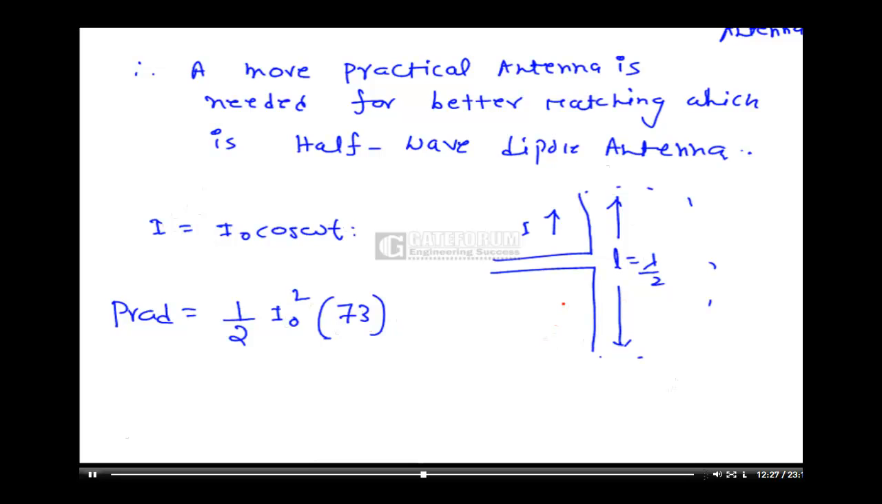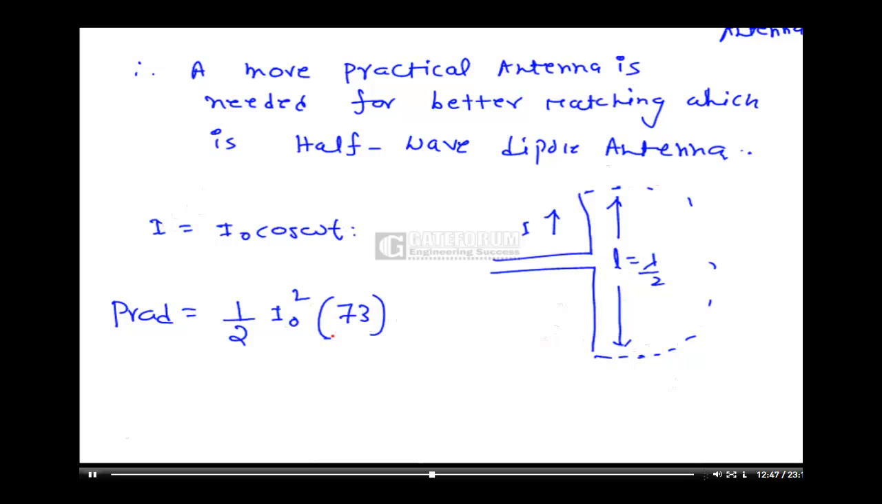I am not deriving here the derivation. What is the derivation part we used for the Hertzian dipole? The same procedure you have to follow. Starting from E values and H values, then power P is equal to half into real of E cross H star. Then you will get power radiated is half into I naught square 73.